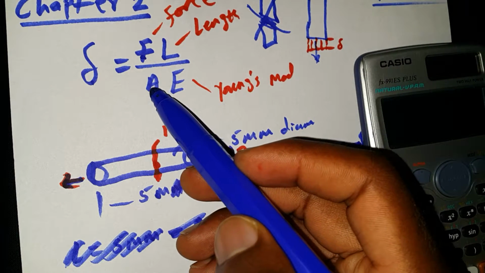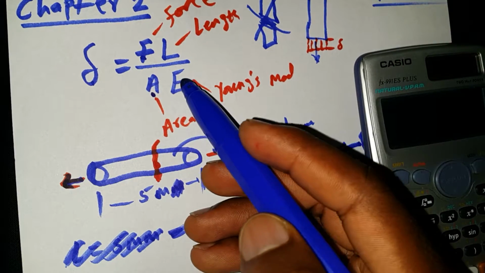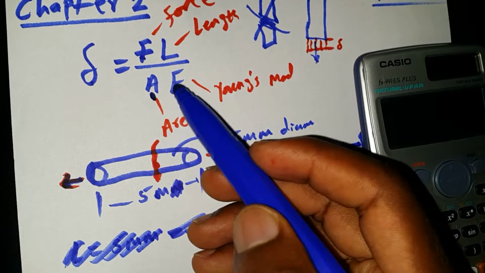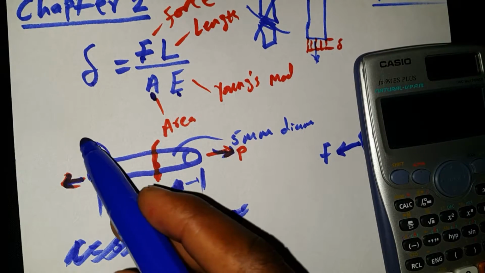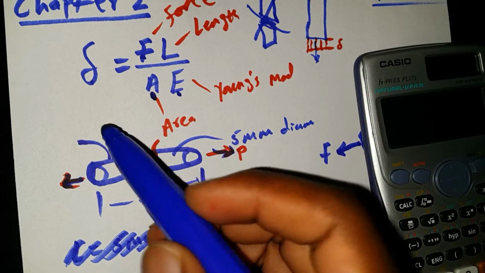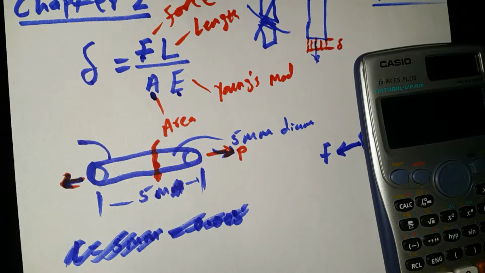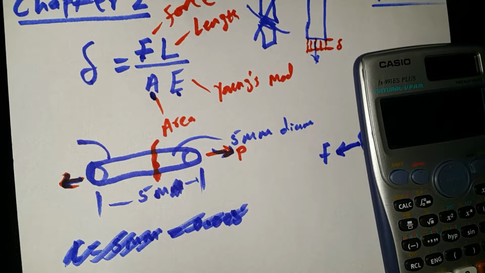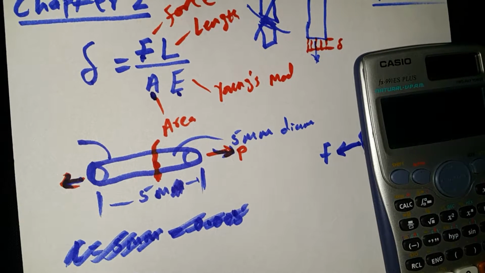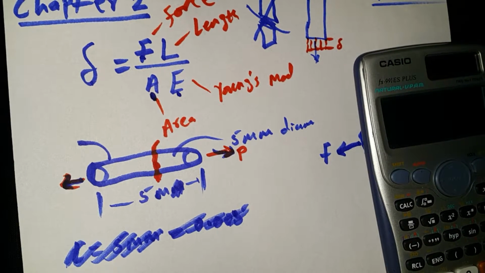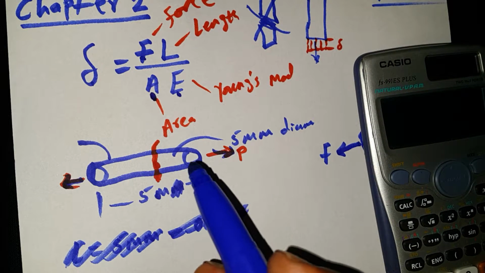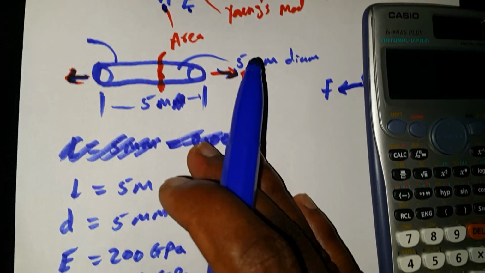Now we will try to find the area. We know the Young modulus of steel depends on the type of steel. We have some 2000 gigapascal, and we have some 27 gigapascal, depending on the type of steel you are given. This thing will be given to you.